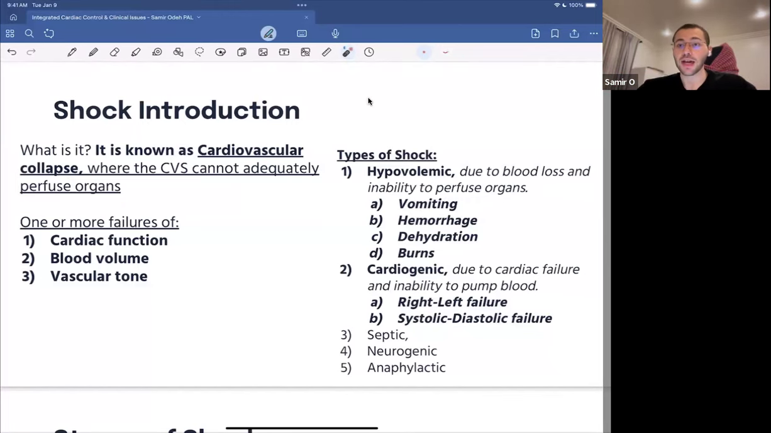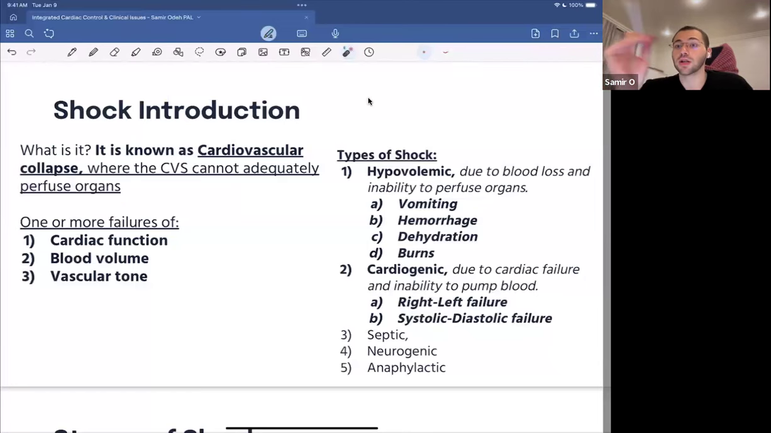This means that your organs are not seeing enough blood. And this is going to be presented in a lot of different ways. There are multiple forms of shock, and we're going to go over them. But shock is going to have one of 3 failures. Either your heart is failing, you don't have enough blood, or the vessels are failing. And the 5 types of shock all have one of these occurring.